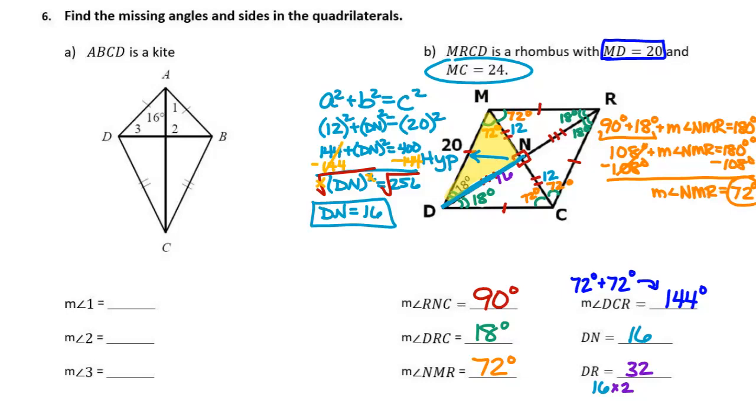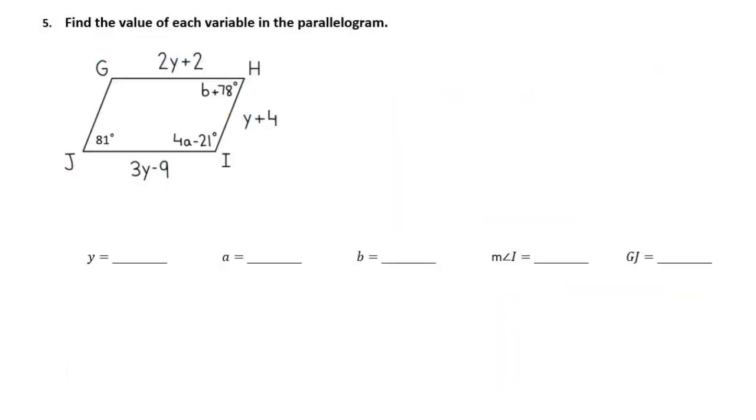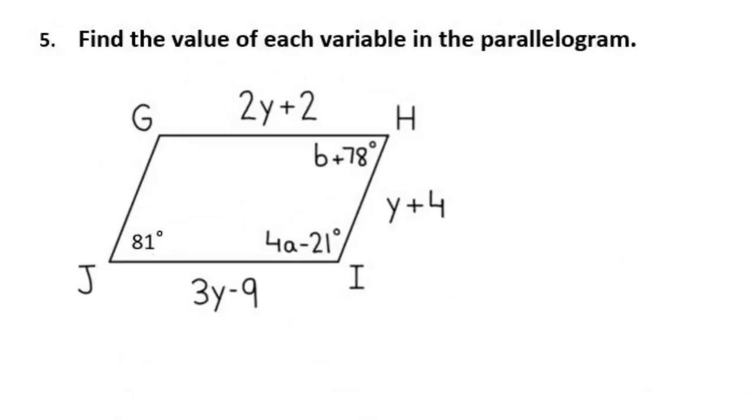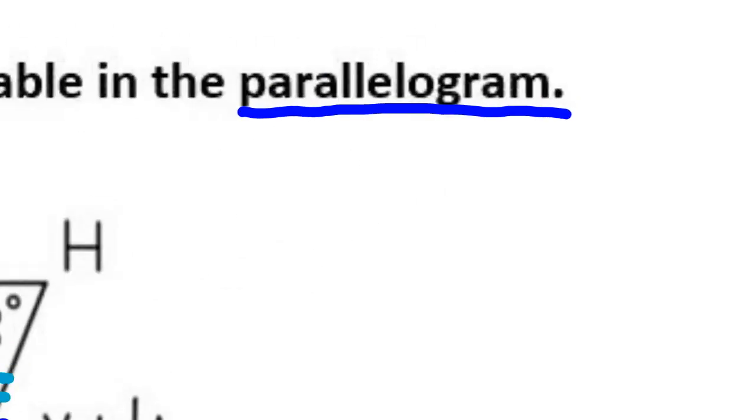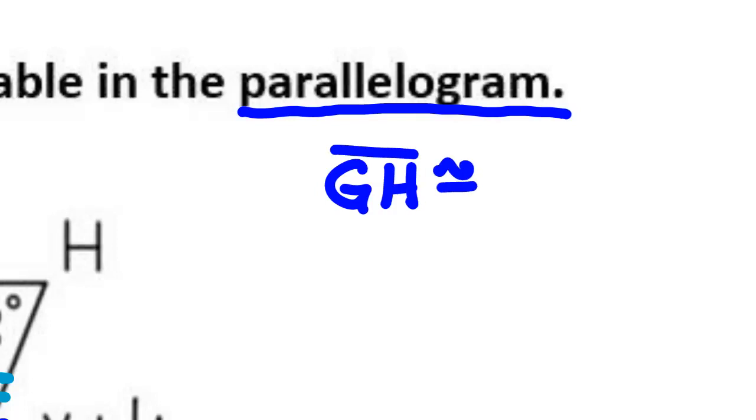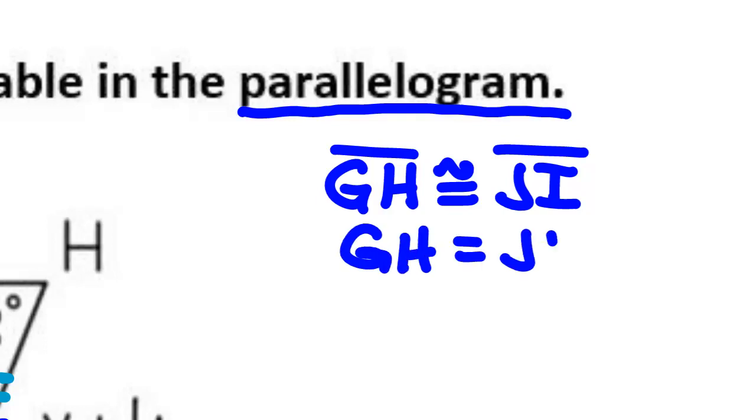Number 5? Absolutely. We need to find the value of each variable in this parallelogram. Let's go ahead and start with y. I know I'm working with a parallelogram, so that means I know opposite sides are congruent. And I know opposite angles are congruent. So to find the measurement of y, I know that GH is congruent to JI. So the measurement of GH is equal to the measurement of JI.